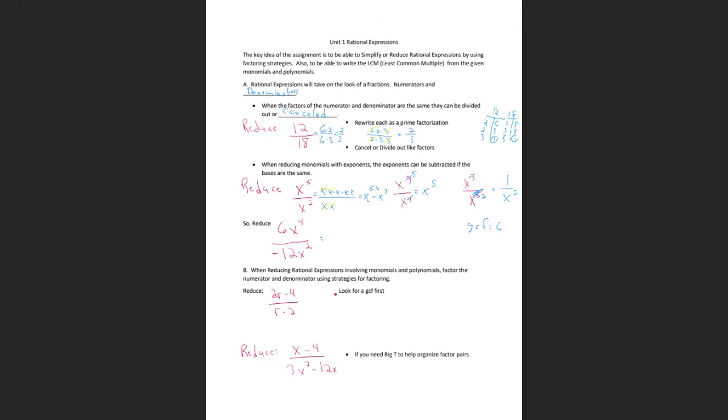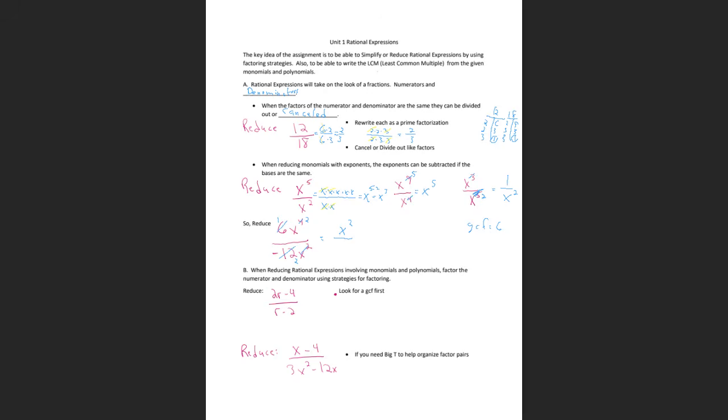So I can mark out the 6 and put a 1, and 6 goes into 12 twice. Notice how here the bases are the same, so I could go 4 minus 2. So these go away, and I'm left with 2 on the top. So if I can figure out what I have, I see I still have 2 x's on the top. So I have x squared on the top.